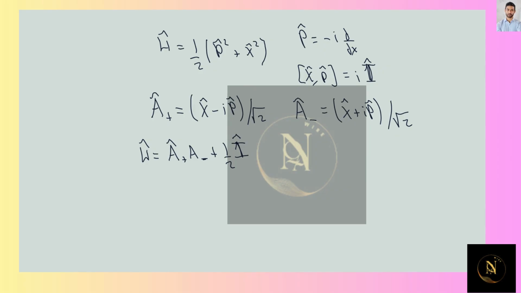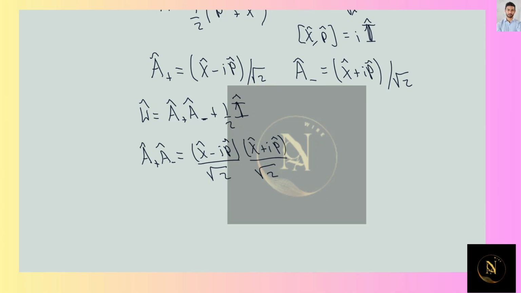So how do we show this? Simply, we can get the operation a plus times a minus. This is in other contexts labeled as the number operator because it tells you how many quanta you have in a state. So we're simply going to do the operations corresponding to this product times x plus ip divided by square root of 2. Remember, when we are doing operator algebra, we are not actually just taking the difference of squares as you would do in other cases.